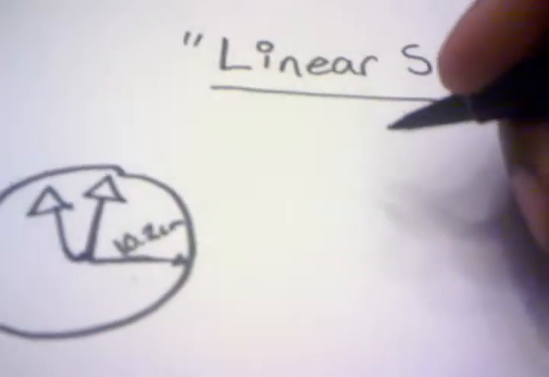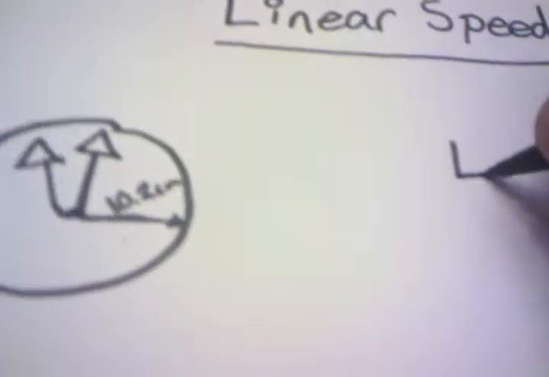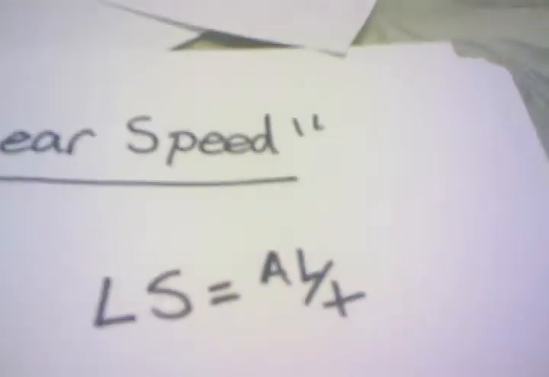the overall formula for linear speed, which I'll just call LS, is arc length over time. Okay, so that shows that before we can even attempt to find the linear speed, we have to know what the arc length is, right? So let's get to finding that.